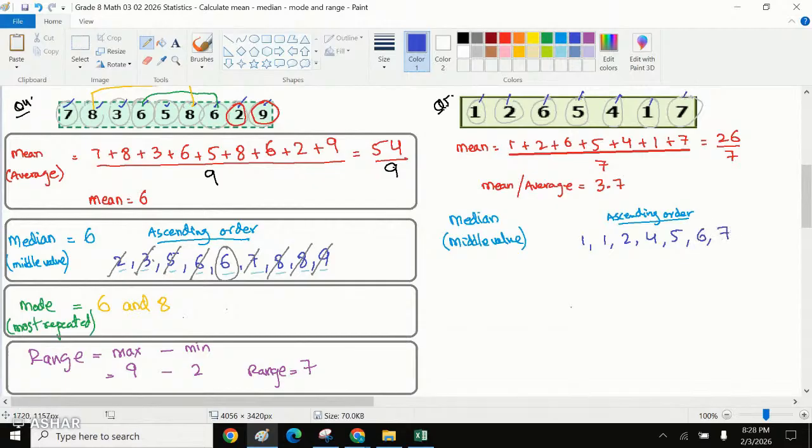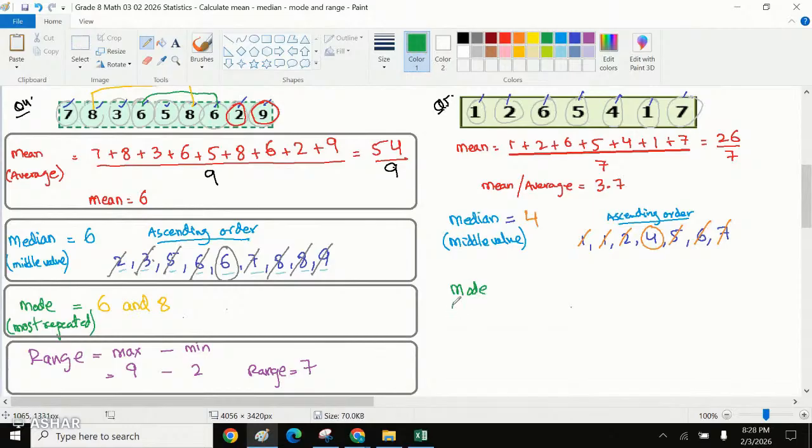Once we have arranged the numbers in ascending order, what we need to do is we start canceling out these numbers. We cancel the last, we cancel the first, we cancel the second, we cancel the second last, third, and the third last. That means the median comes out to be 4, because median is the middlemost value. Agreed? Okay. Moving ahead to the mode.